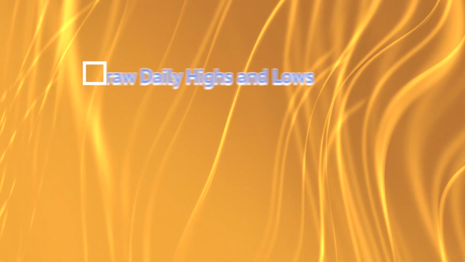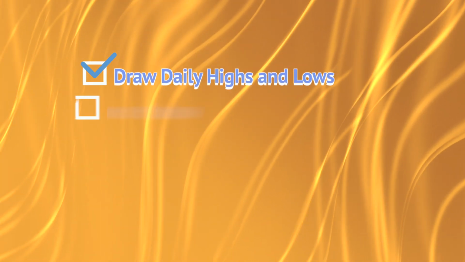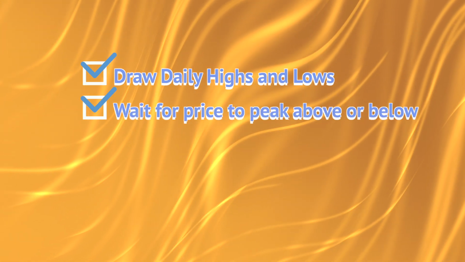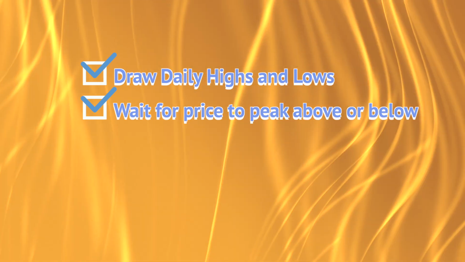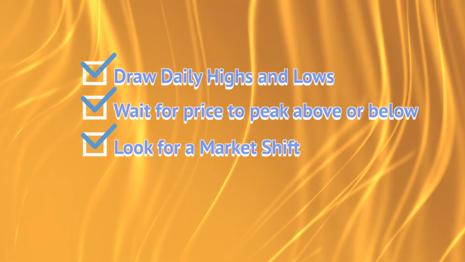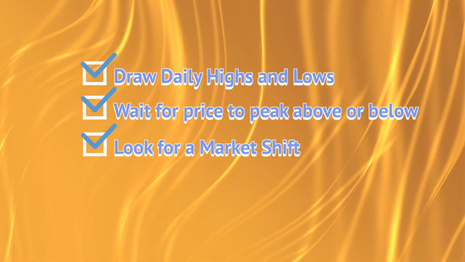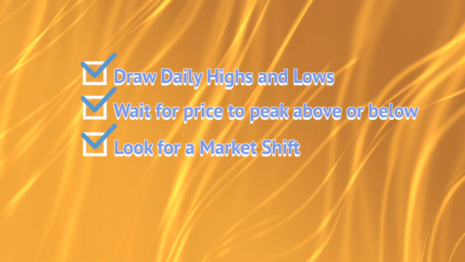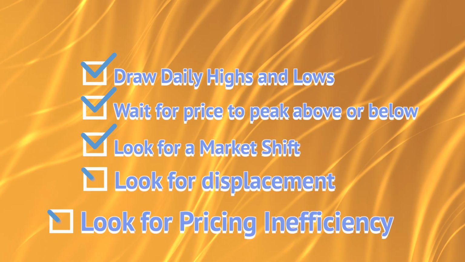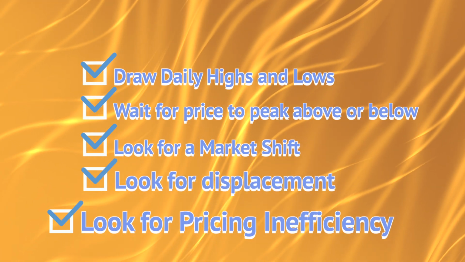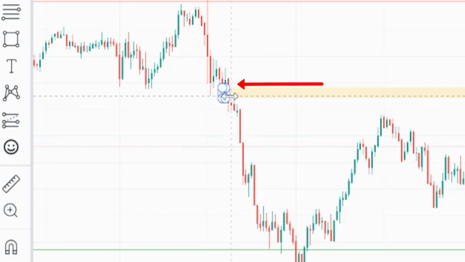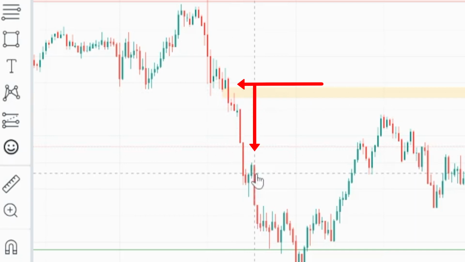So again, step one, draw your daily highs and lows. Step two, wait for price to come above those highs or below those lows. Step three, you're looking for a market shift. So price to close above some kind of low before that move, or some kind of high after that move. And then you're looking for displacement and a pricing inefficiency as steps 4 and 5. And you get that here. Here's your entry in this box, and you get your downside move.